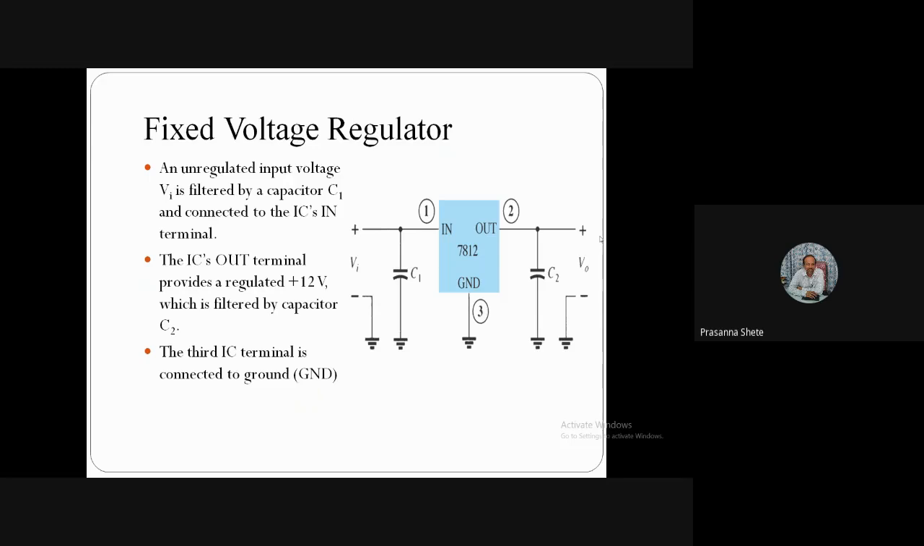So we have output regulated 12 volts with a capacitor filter C2 as shown in the figure. We have the unregulated input voltage with a filter of course with capacitor C1, which is connected to the input terminal 1. And the ground terminal of course is connected to the ground as shown in the figure. Sometimes we have pin number 1, pin number 2 as output, and pin number 3 grounded. As for different packages, we have different pin configurations in that case.